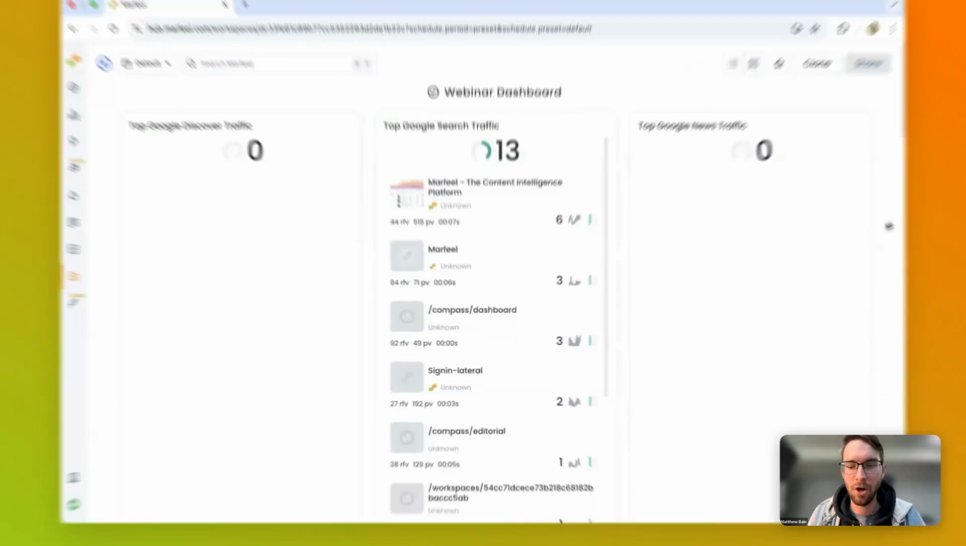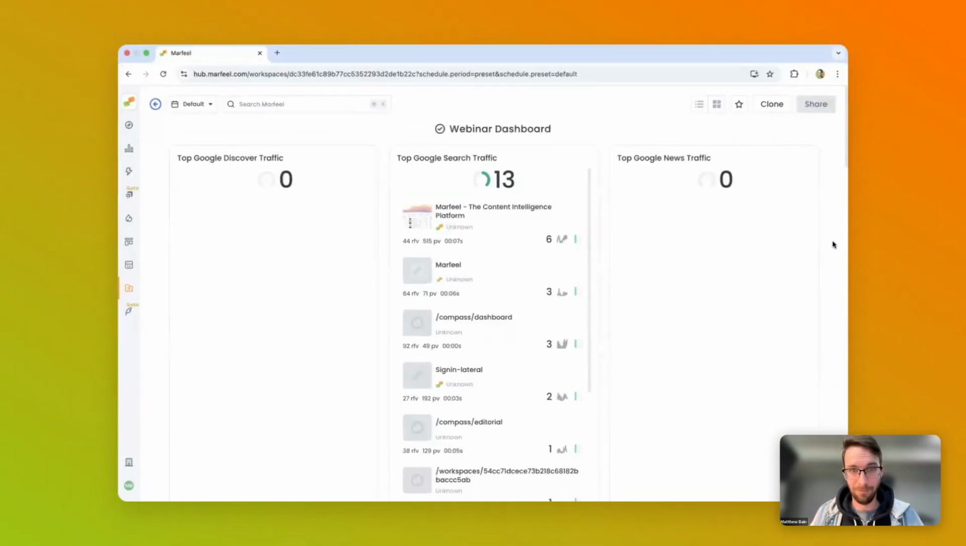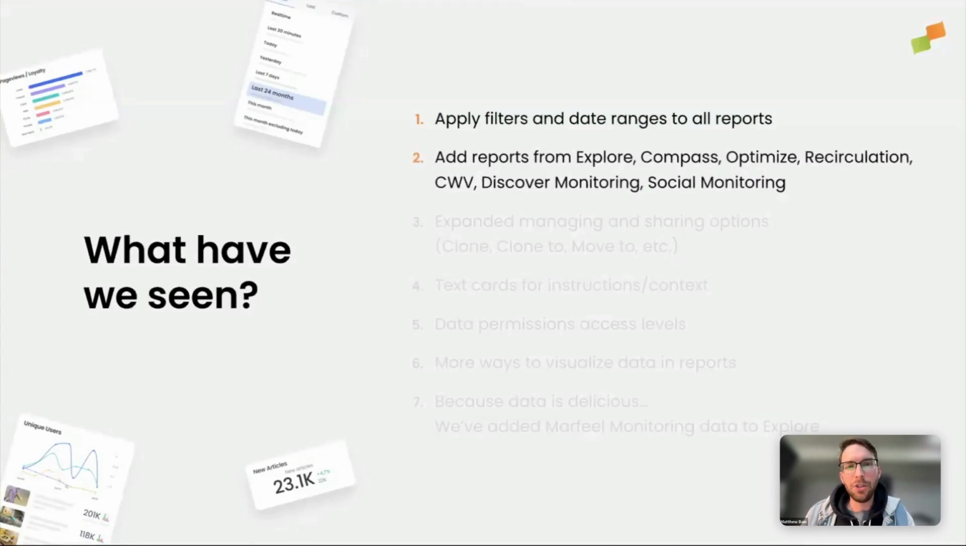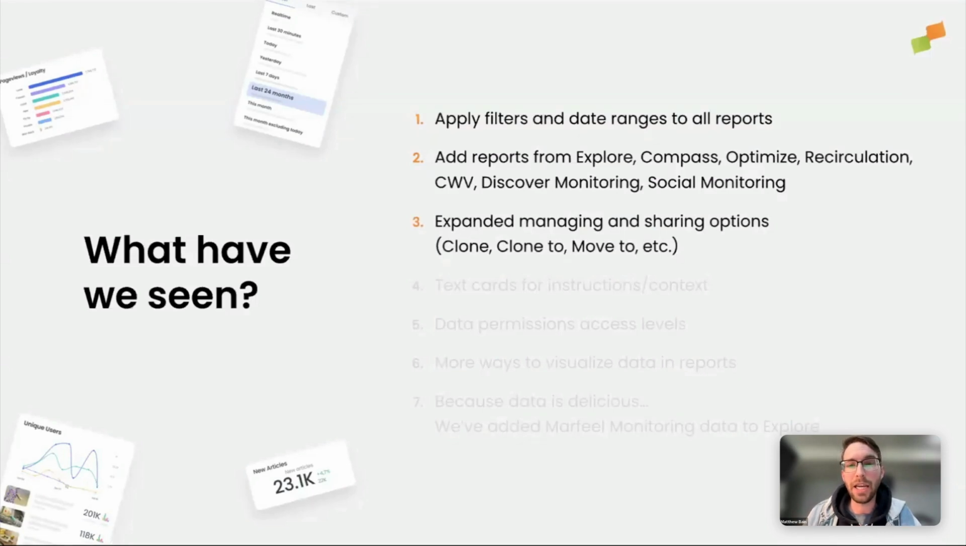Okay, so we went over a lot. So what did we go over? Let's do kind of a summary here to catch your brain up. One, we've shown that you can apply filters and date ranges to all reports in the new dashboards. 2, you can add reports from Explore, Compass, Optimize, Recirculation, Core Web Vitals, Discover Monitoring, and Social Monitoring. You have more managing and sharing options like cloning and moving.